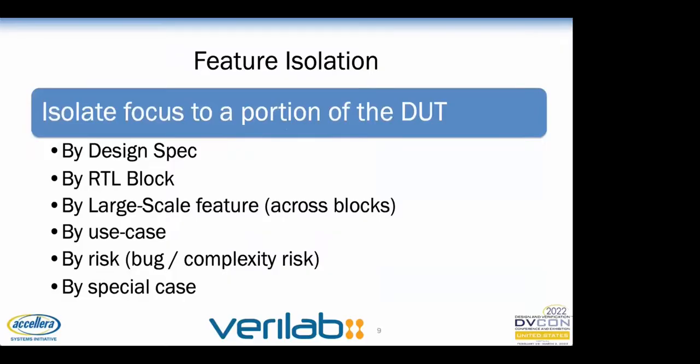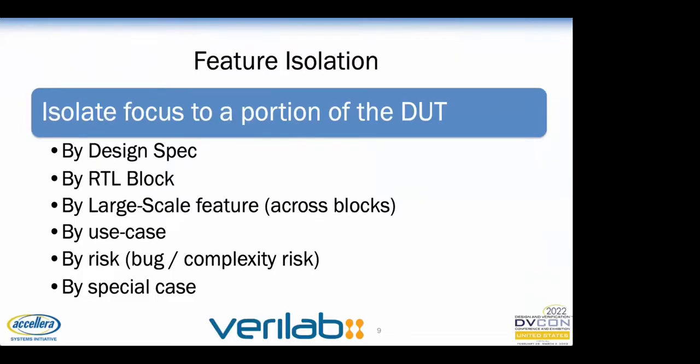Feature isolation is an exercise where we isolate our focus to a specific portion of the design to decide what we're required to verify. A common way most people do this is to take the design spec and break it down by section. Another way is to analyze one RTL block at a time. We can then look at large-scale features that concern many blocks working together.